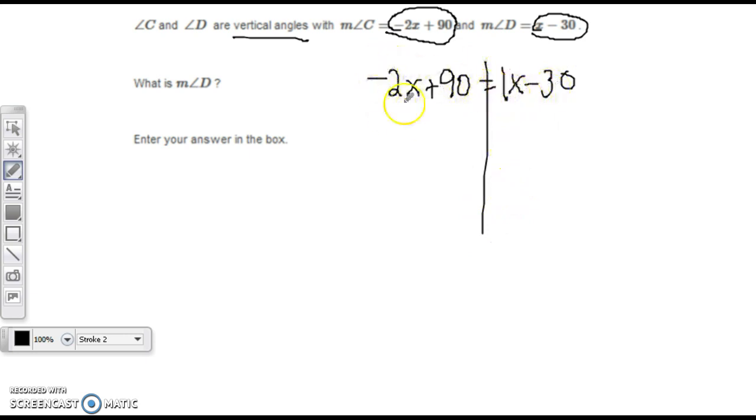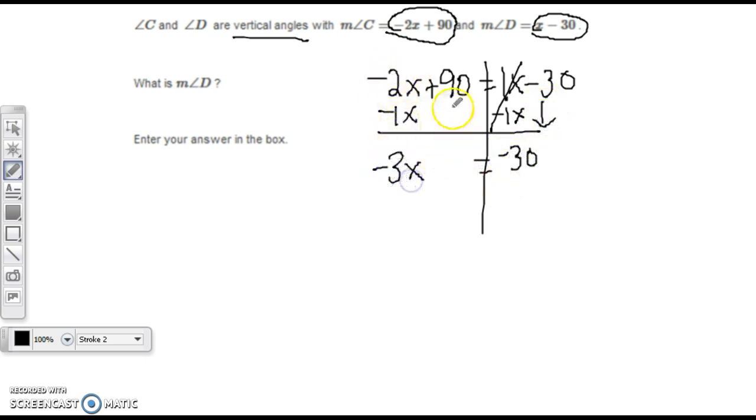Now again, I'm going to move my x's over to this side. You don't have to, you could do it the other way. But I'm going to get rid of 1x by subtracting it from each side. That would make this cancel. I would bring my negative 30 straight down. Negative 2x minus 1x is negative 3x. And I'm going to bring my plus 90 straight down.